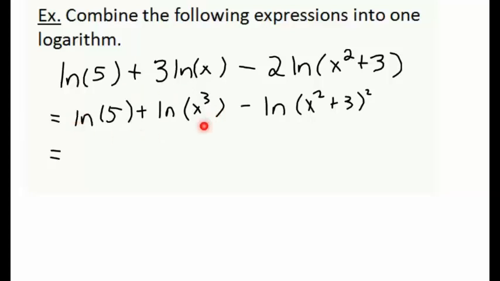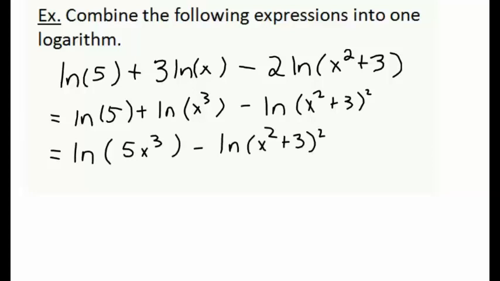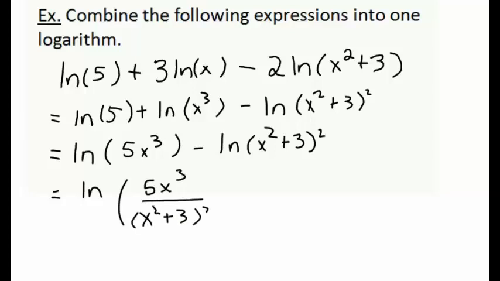Let's first begin with the addition. This addition is going to turn into multiplication on the inside. So we get 5x cubed on the inside. And now we can look at our subtraction. Our subtraction on the outside will turn into division on the inside. So altogether we should have ln of 5x cubed divided by x squared plus 3 all squared.